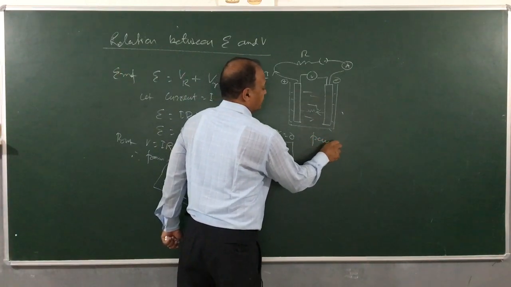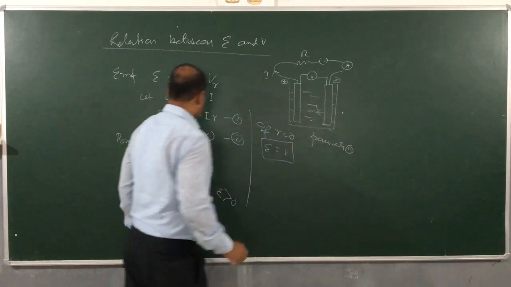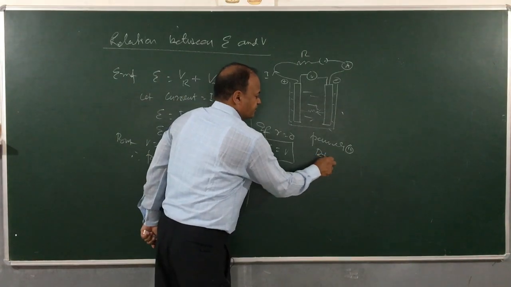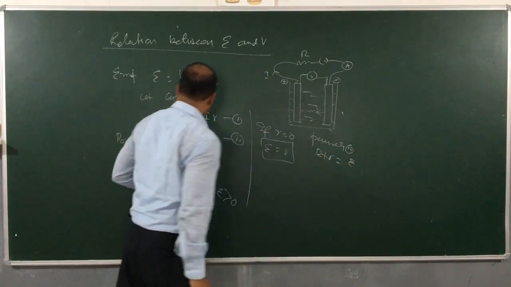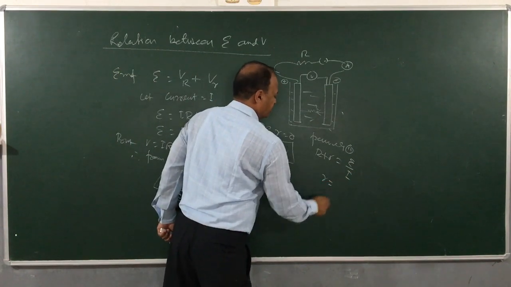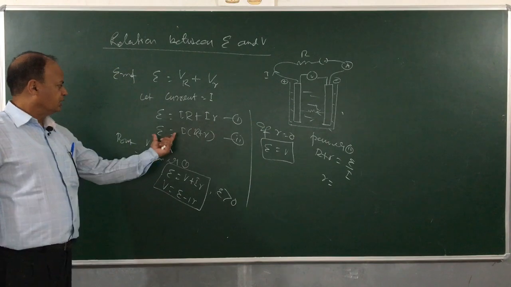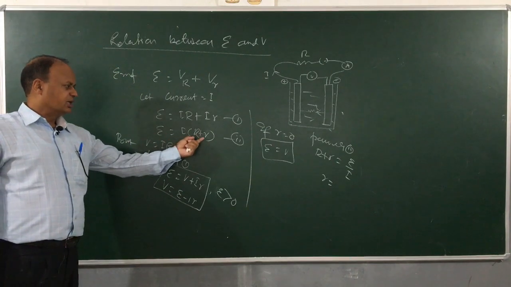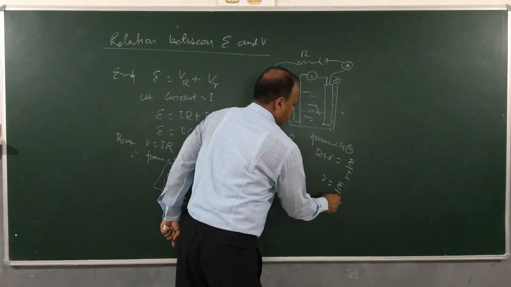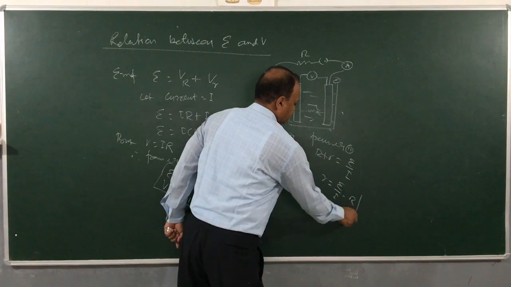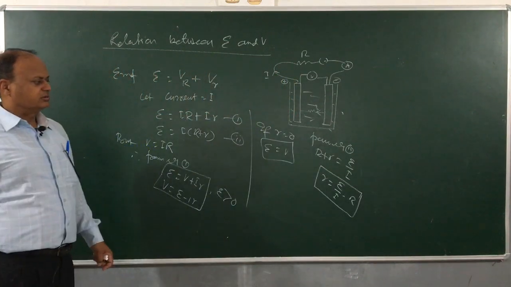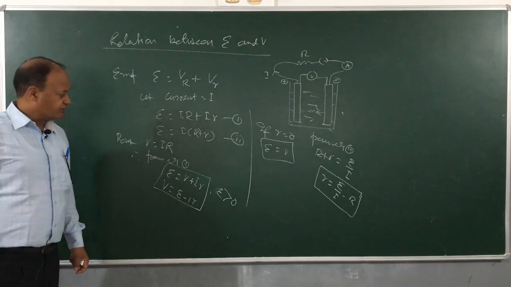From equation 2, I can write capital R plus small r is equal to E by I. So small r will be, E by I is equal to capital R plus small r, so small r will be E by I minus capital R. Okay. So this is an important equation for you.